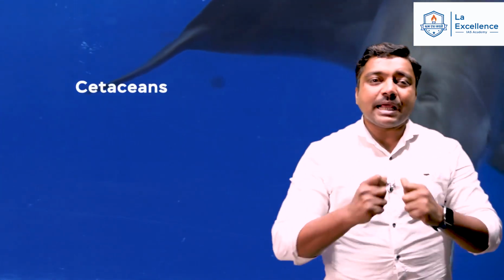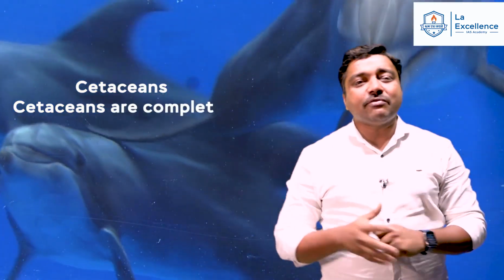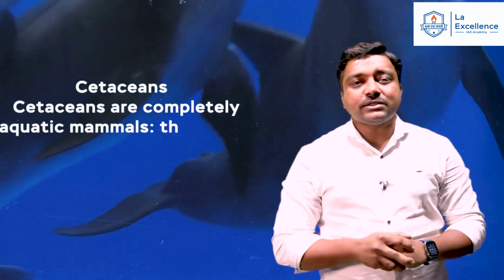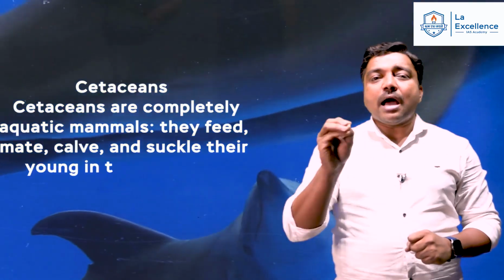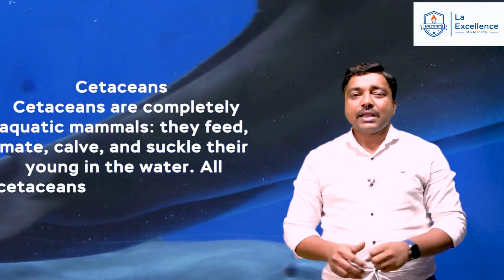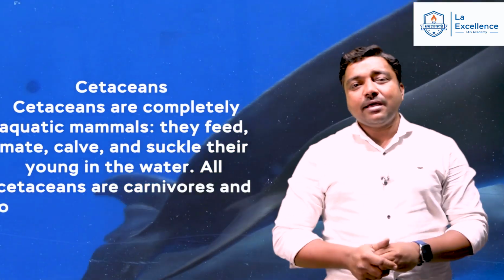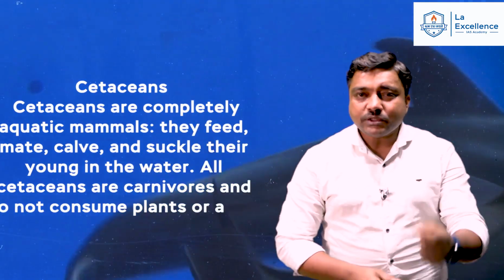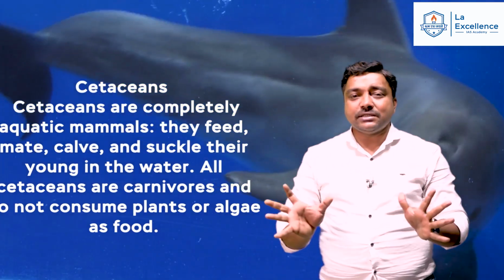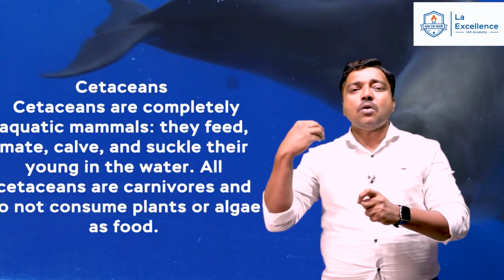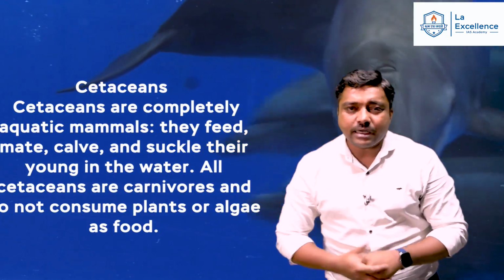Now let us discuss cetaceans. Cetaceans are marine mammals which live completely in the water, and they are carnivorous, and they never eat plants or algae as their food. For example, we have whales, porpoises, and dolphins. These are cetaceans, which are completely present in and do all their activities in the water itself. And the next one is pinnipeds.